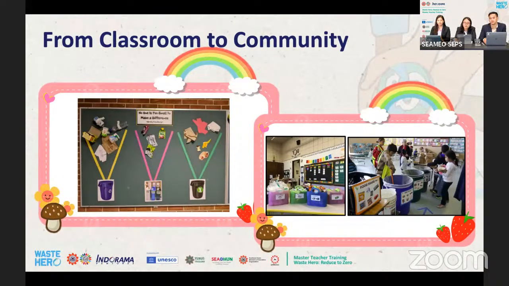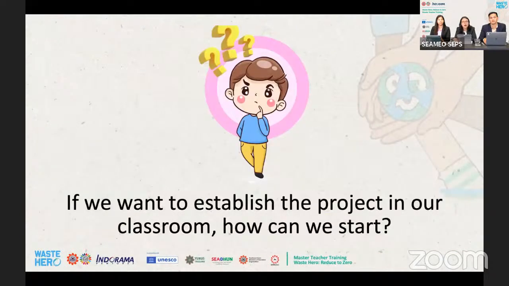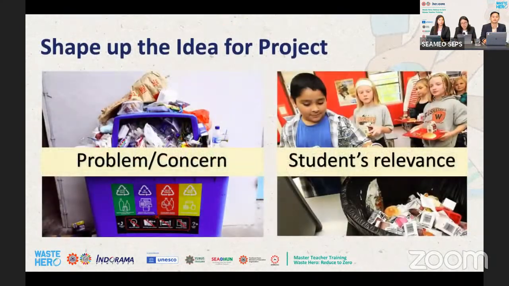Okay, and if we want to establish the project in our classroom, how can we start? Today, we have four steps of shaping up the idea before doing the project for all of you, because all of the previous presentations were about examples of doing projects in the classroom and out of the classroom.